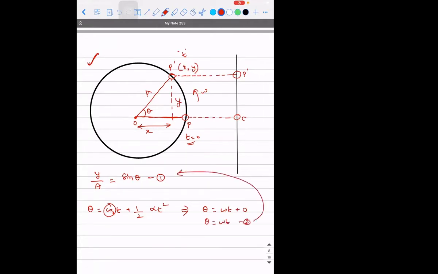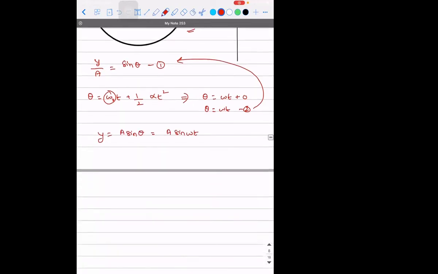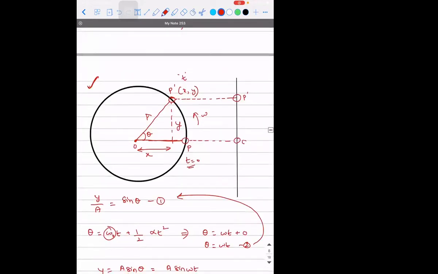If I substitute it here, then y will be equal to what? A times sine theta, which is nothing but A times sine of omega t. So y is equal to A sine omega t is the displacement equation of the particle in SHM, because this distance y is the same as the distance OP dash.